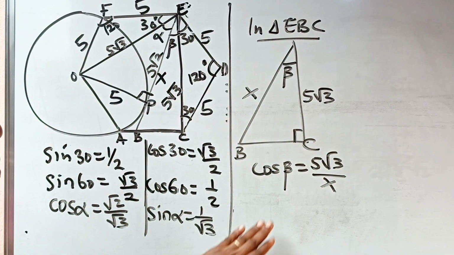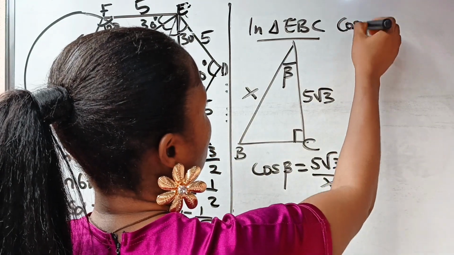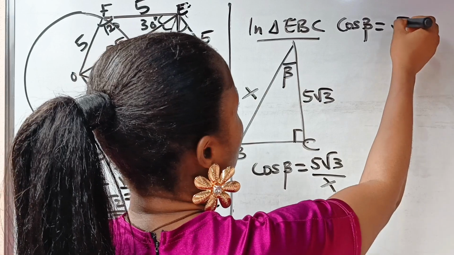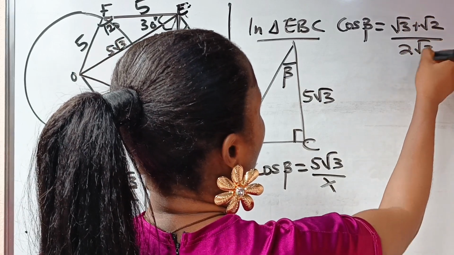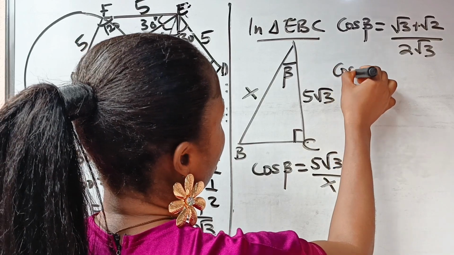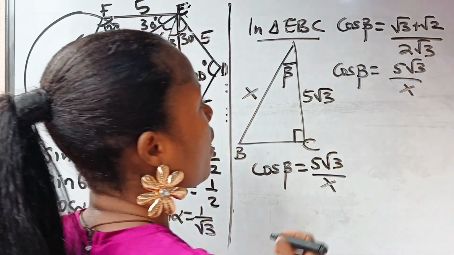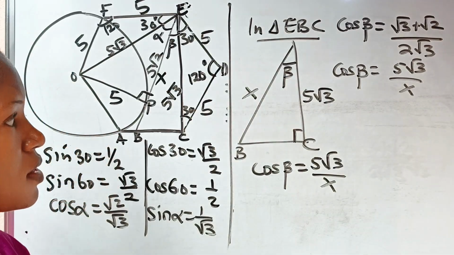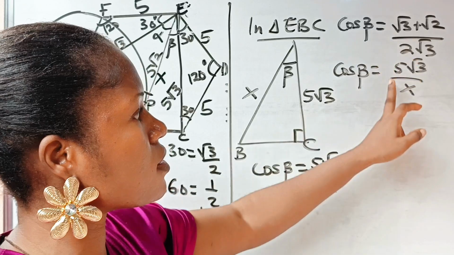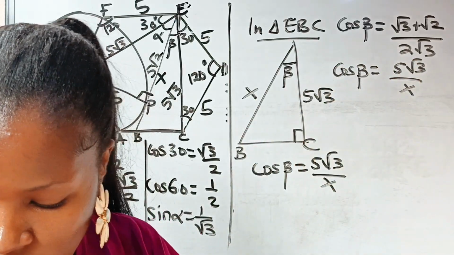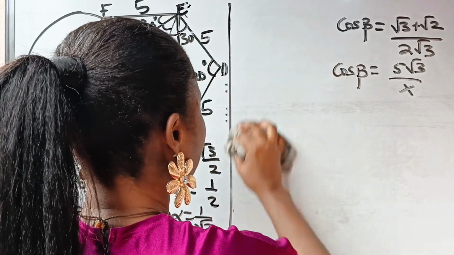Okay? So remember that initially we got cos beta. The first one we saw, we got cos beta as √3 plus √2 divided by 2√3. And here we also have cos beta to be equal to 5√3 divided by X. So you can see that both of them are equal to the same value. So we can say that this is equal to that. So we are going to equate that and use it to get our X.